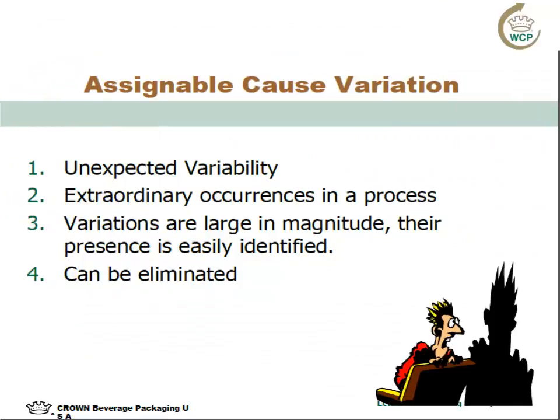The other type of variability is the unexpected type, where variation is larger. This type will have an assignable cause attributed to it, as it is not random. This type of variation can and should be eliminated. Control charts alert the operator to this type of variation.